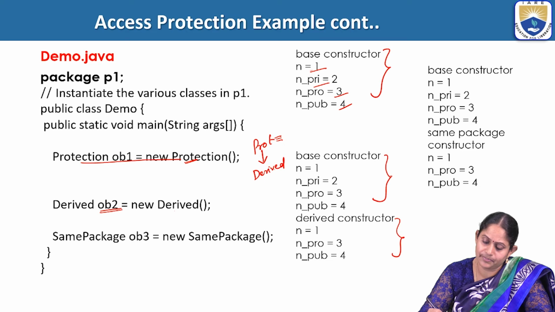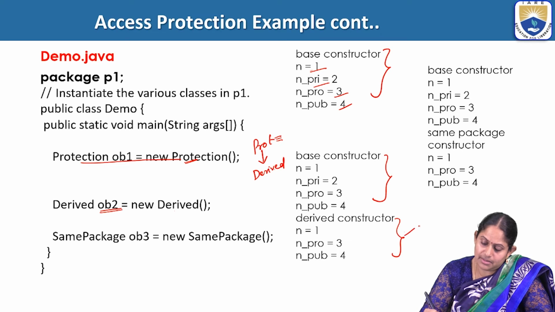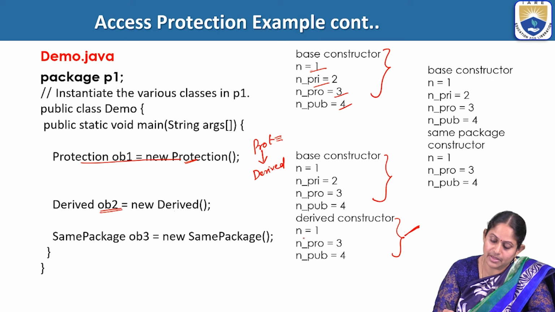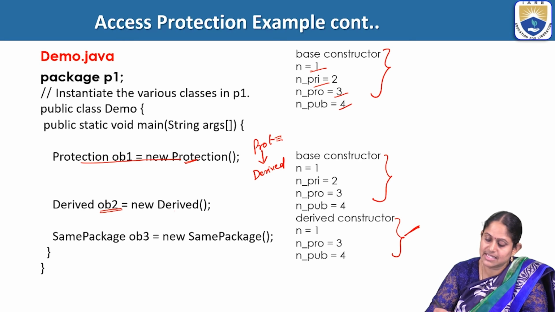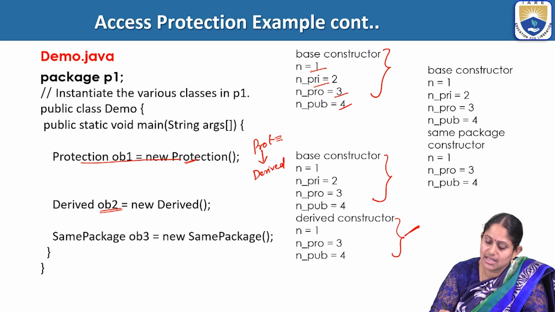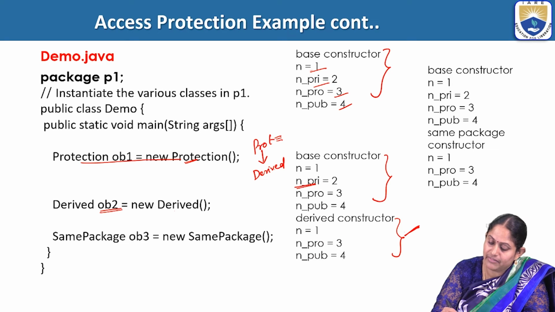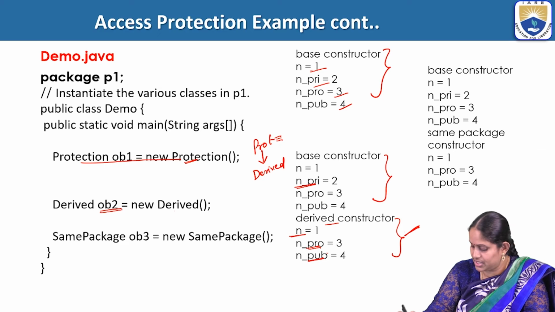So here, inside the derived class we cannot access the private member. The private member cannot be accessed inside the derived class. So we are accessing only the default, the protected and public members of the protection class.